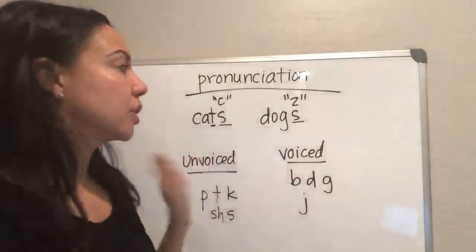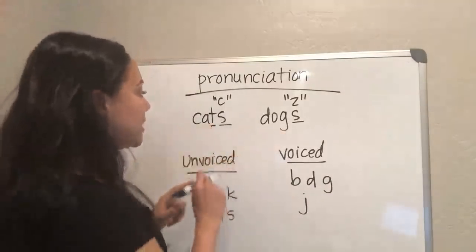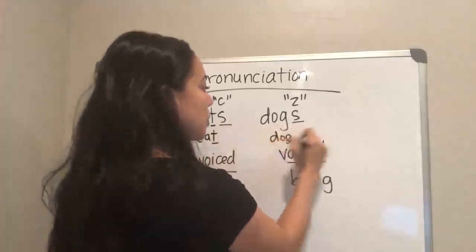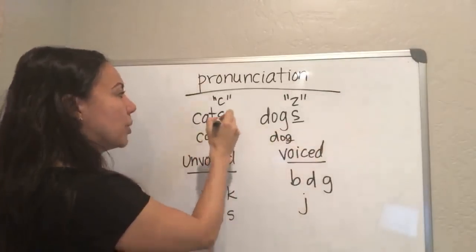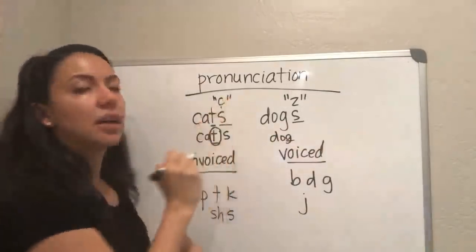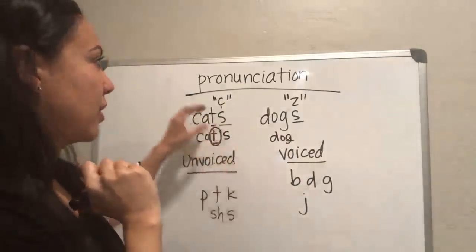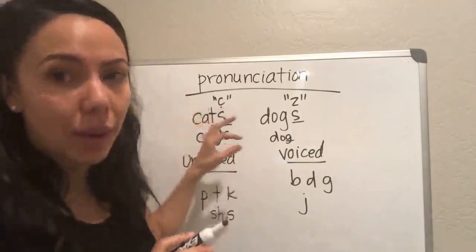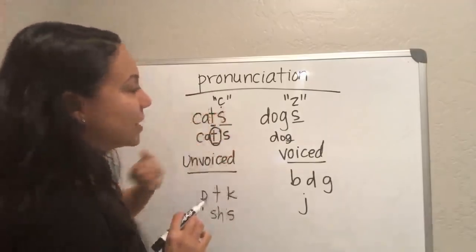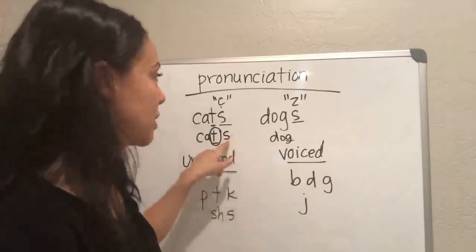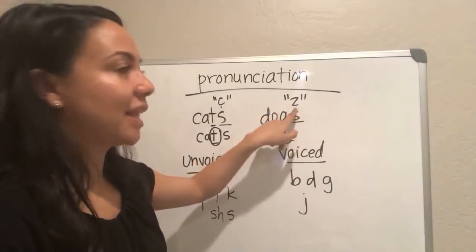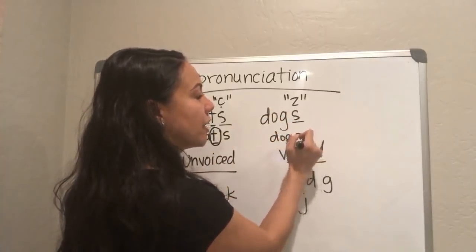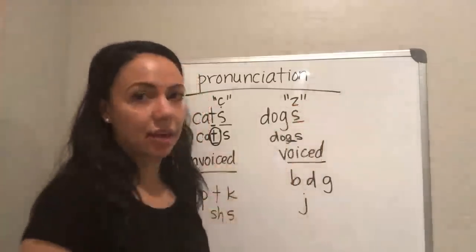B, J, K. When the ending consonant of the word is unvoiced, we will add the S that makes the S sound, okay? This is a really important English pronunciation rule that you want to memorize, okay? It makes the S sound. When it is voiced, it will make the Z-like sound. Dog is voiced, so we have the Z sound, okay?